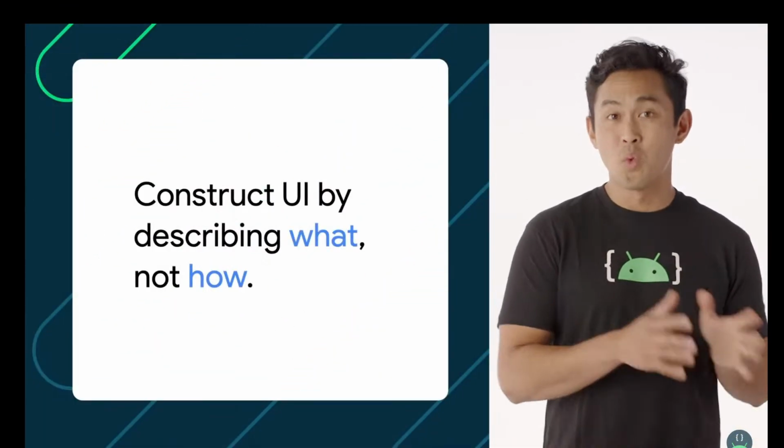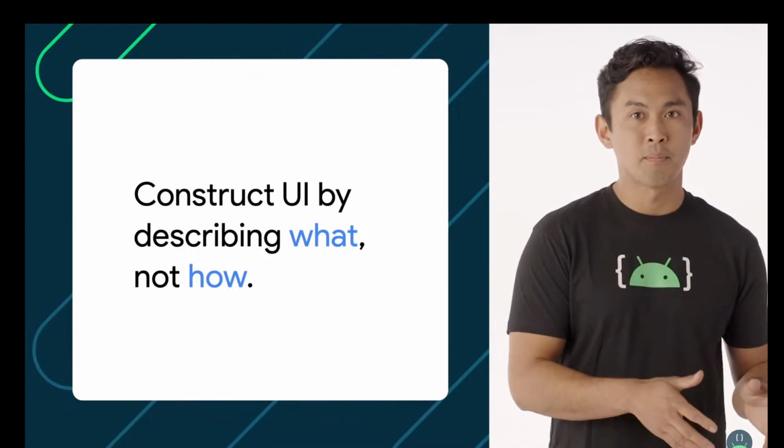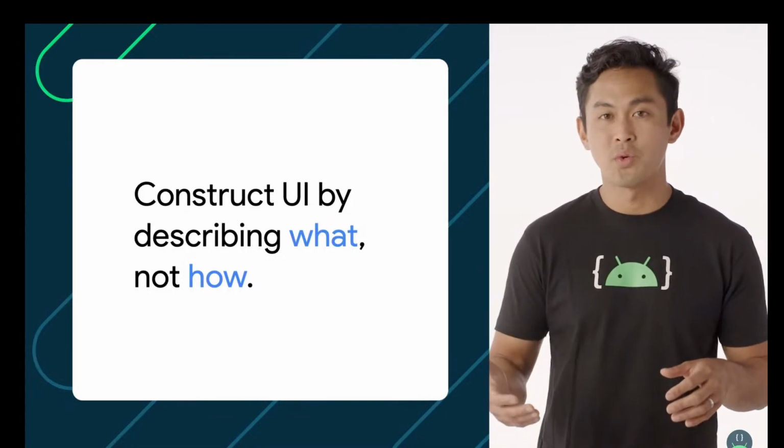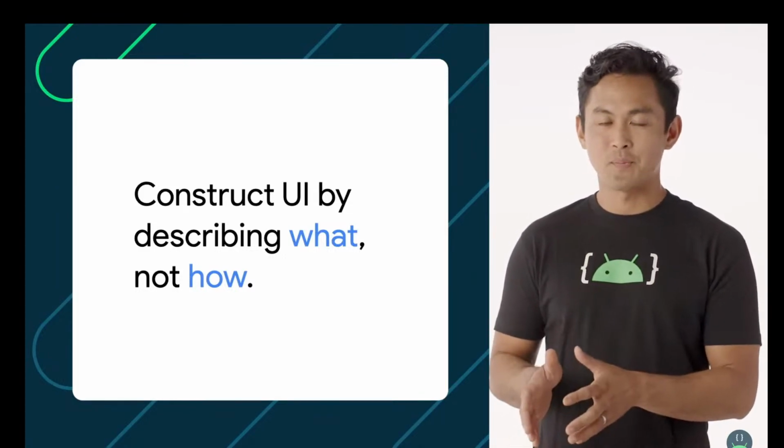This is what we mean by what, not how. We're declaring what our UI should look like by providing the necessary state to our UI functions, but we're not telling Compose how it should render that state.